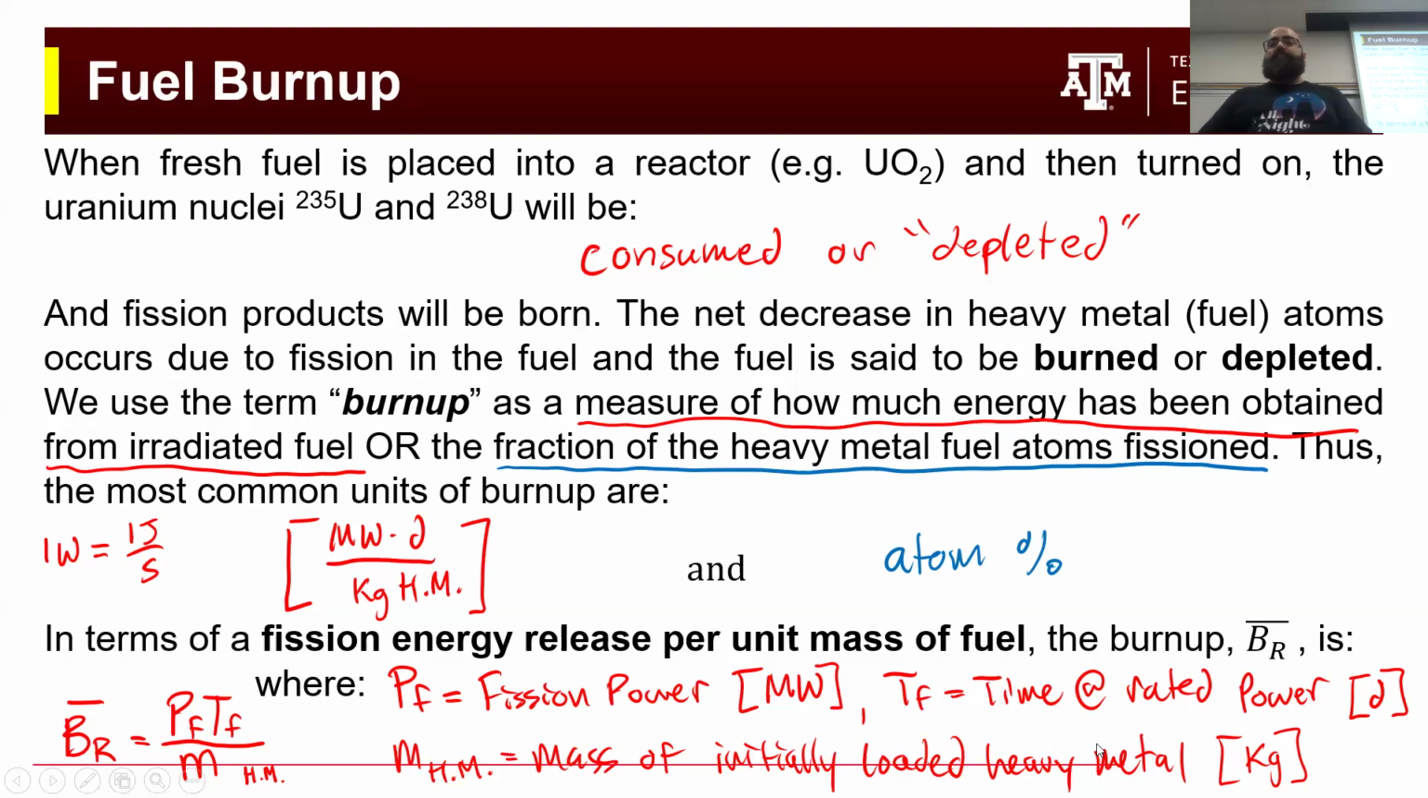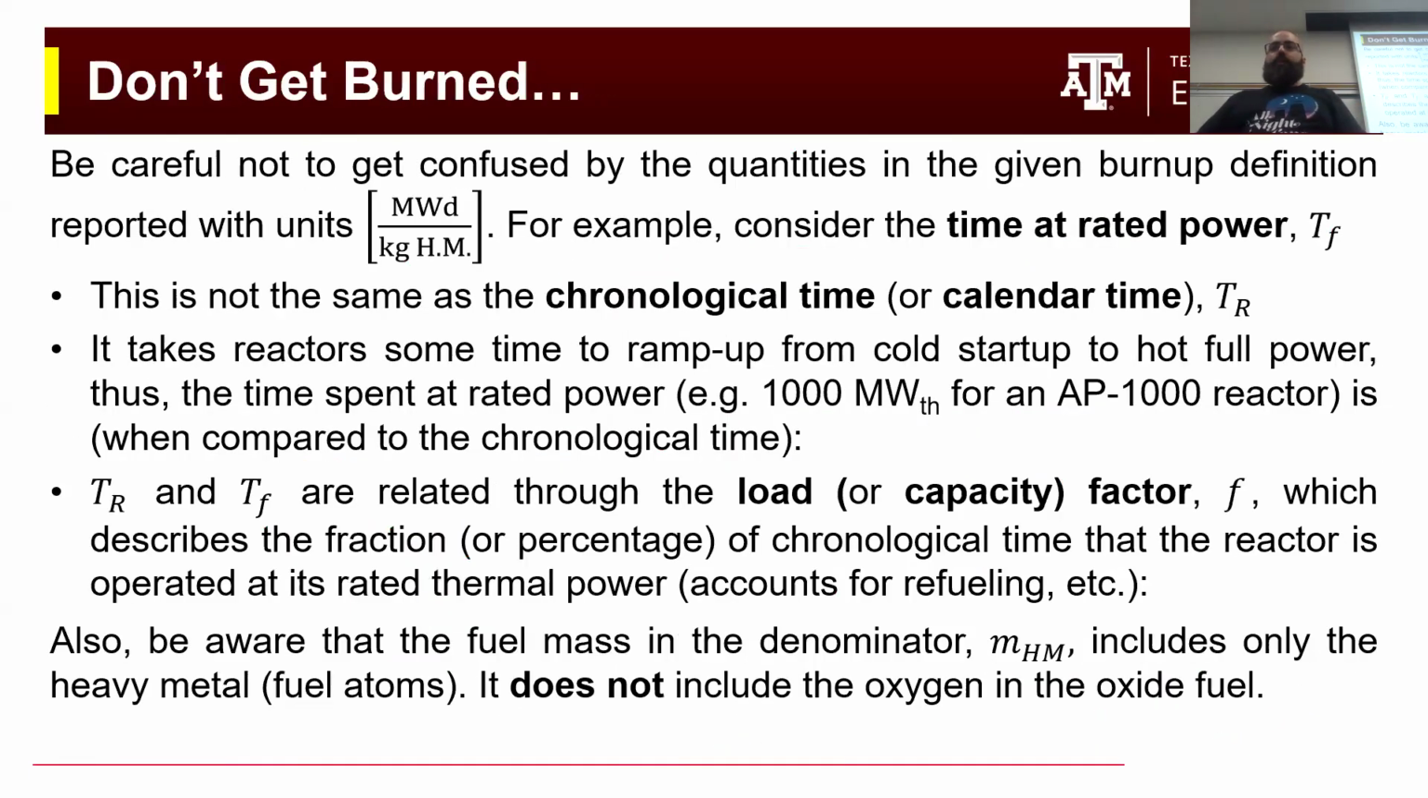And so that's what the time at rated power is. It's how long the reactor operates at the full power that it was designed for. And when we talk about the mass of heavy metal, we need to be careful that it's only the mass of the fuel atoms in my reactor. If I have a UO2 pellet, it's only the mass of the uranium in that fuel pellet. It doesn't include the oxygen. There are important things we want to be clear on because these units can get confusing and you could end up plugging in the wrong values if you weren't particular about what these are defined as.